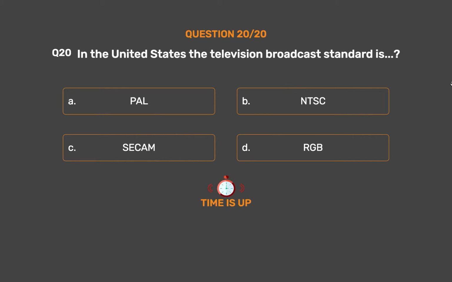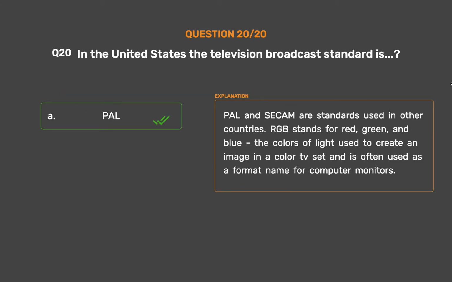The correct answer is option B, NTSC. PAL and SECAM are standards used in other countries. RGB stands for red, green, and blue, the colors of light used to create an image in a color TV set, and is often used as a format name for computer monitors.